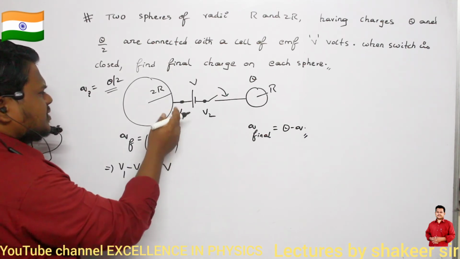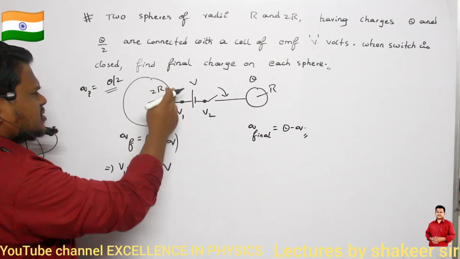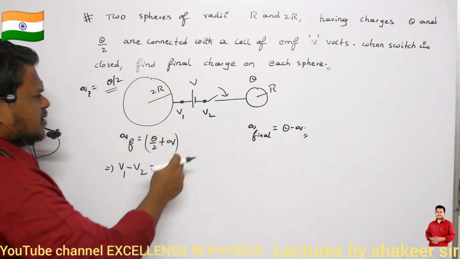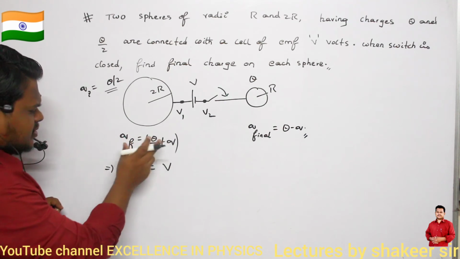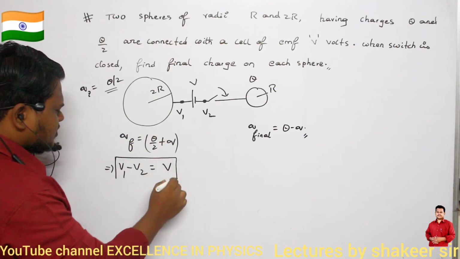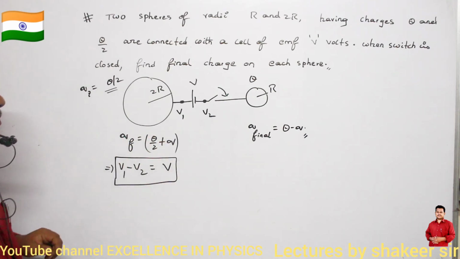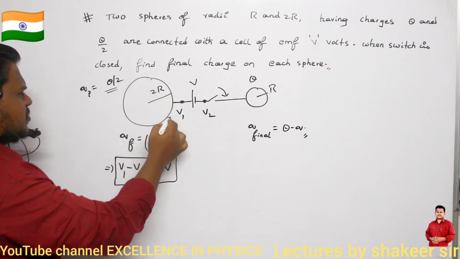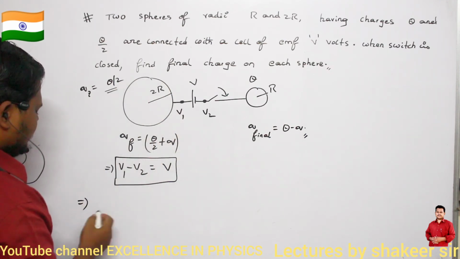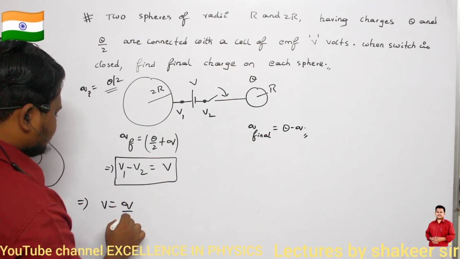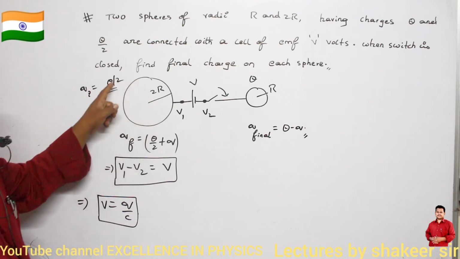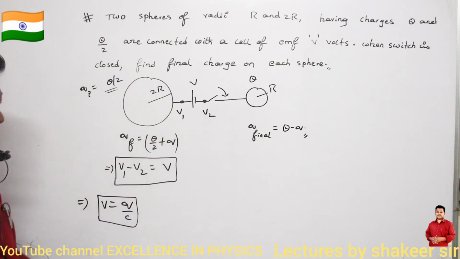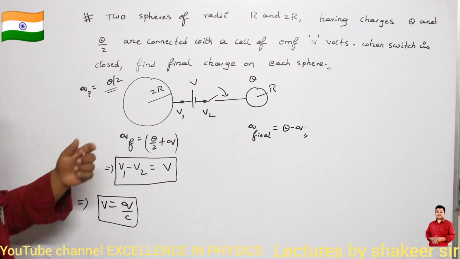So here who is giving the potential difference? Here the potential is given by this bigger sphere, and on this side the potential is given by the smaller sphere. If you take the difference of those two, then V1 minus V2 is equal to V. Now, what is the potential due to a sphere? V is equal to Q divided by C. That is the equation for potential. For a sphere or any charged body holding charge, the potential is given by V equals Q divided by C.